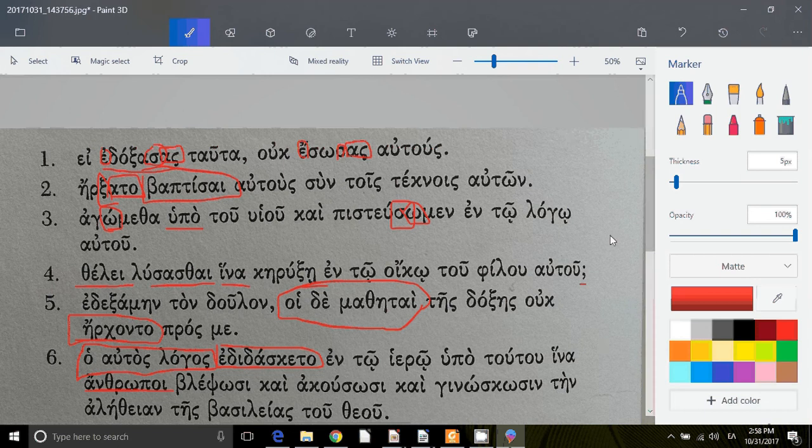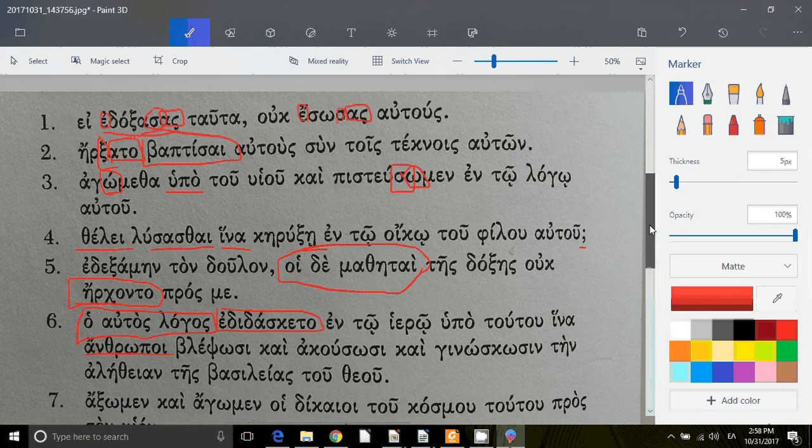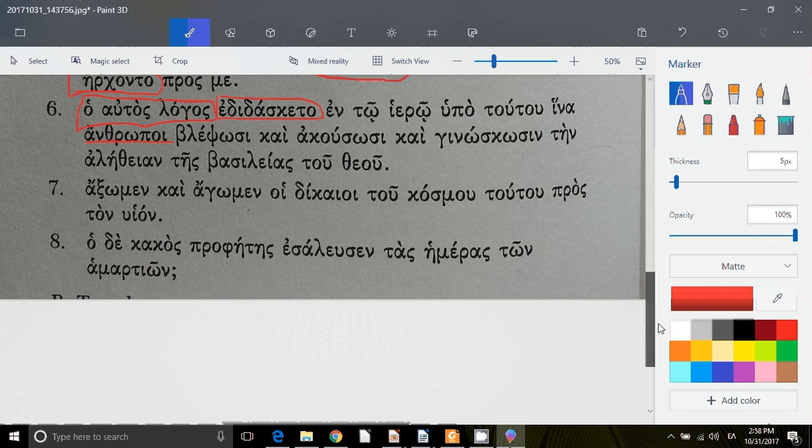Okay, let's see. Move down. We've got a couple more. Number seven. Exomen kai agomen hoi dikaioi tou kosmou toutou pros ten huian. So once again, I see a long vowel here in my ending. That's telling me I should be looking at the subjunctive mood. And I see they're both first person. And so I see subjunctives just kind of out on their own. That tells me cohortative subjunctive.